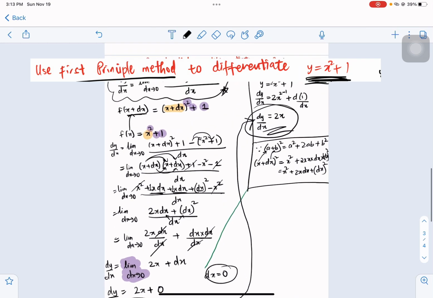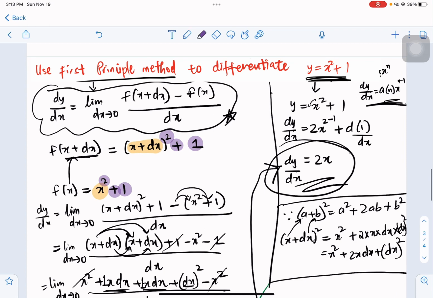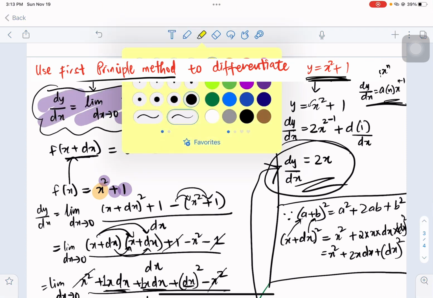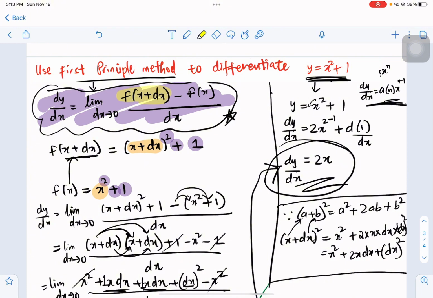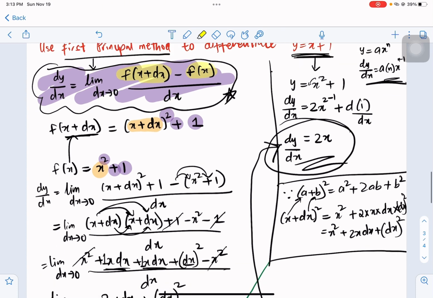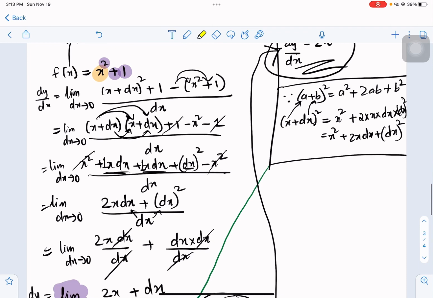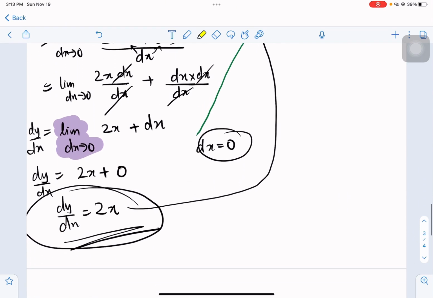So in the first principle method, what is important? Your formula is important, and what you have to do is find f of x plus dx and replace it in the formula. Your f of x is the question, so you just have to replace it here, then simplify. So open up the bracket, simplify, and finally when there's no denominator which is dx, then you can replace dx by 0. You will get the answer.